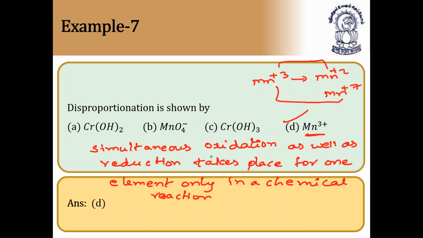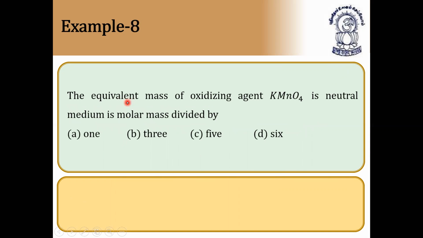Next question, question number 8. The equivalent mass of oxidizing agent KMnO4 in neutral medium is molar mass divided by how much? Very important. This should be in neutral medium. The equivalent weight of potassium permanganate, that is KMnO4, should be molecular weight divided by 3.